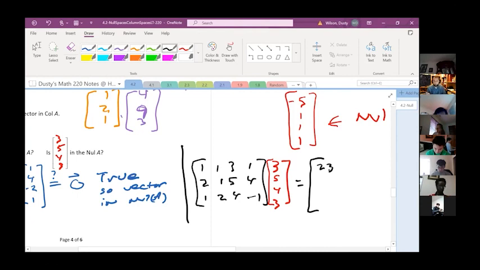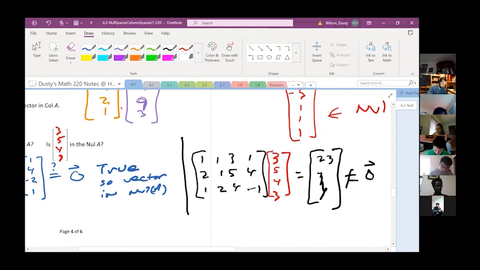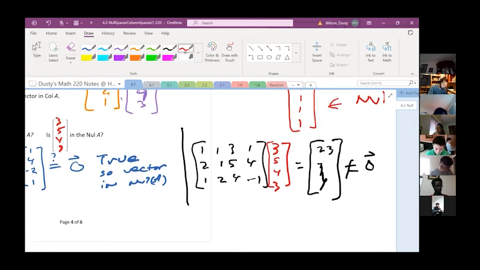So what can you already conclude? You've got stuff here, but you can already conclude that this is not equal to 0. So that would tell us this vector right here is not, do the element sign with a slash through it, is not in the null space.